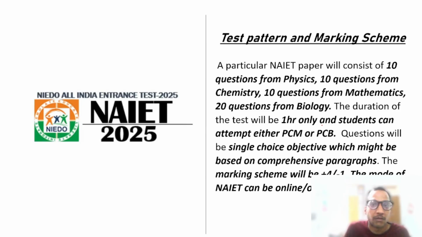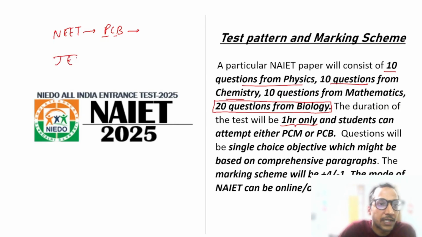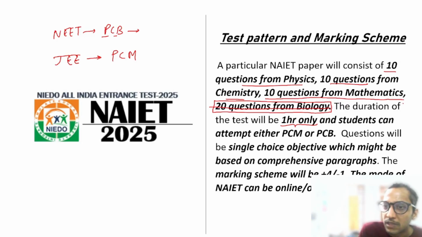So let's talk about the test pattern, how many questions you will see from each subject, and the marking scheme. NEET aspirants will be giving the PCB test: 10 questions from physics, 10 questions from chemistry, and 20 questions from biology, and the time limit will be 1 hour only. And JEE aspirants will have to face a test based on physics, chemistry, and mathematics. Instead of 20 questions from biology, they will have only 10 questions from mathematics, because mathematics is more analysis based, so it will require some more time.